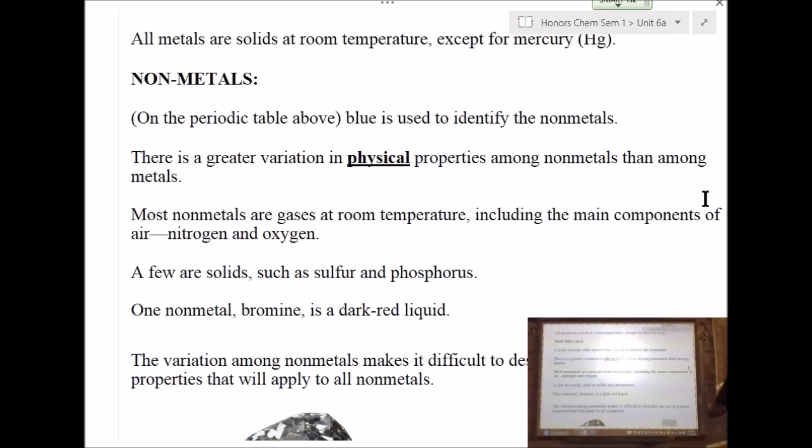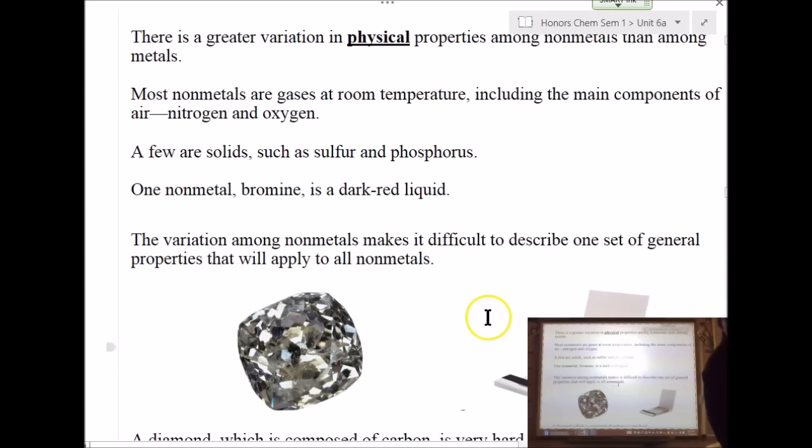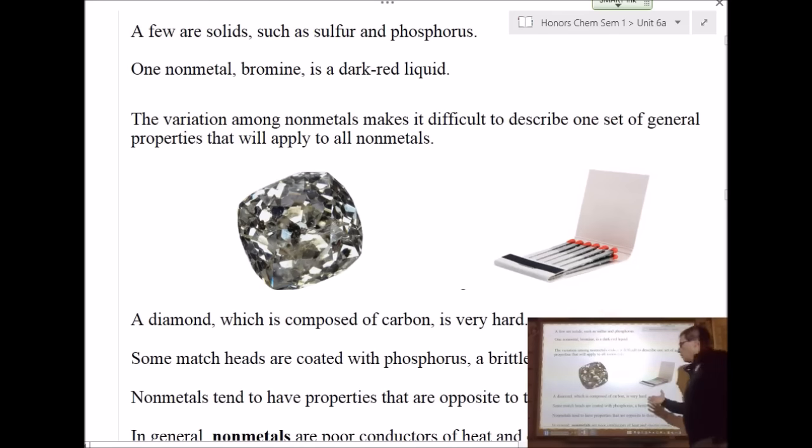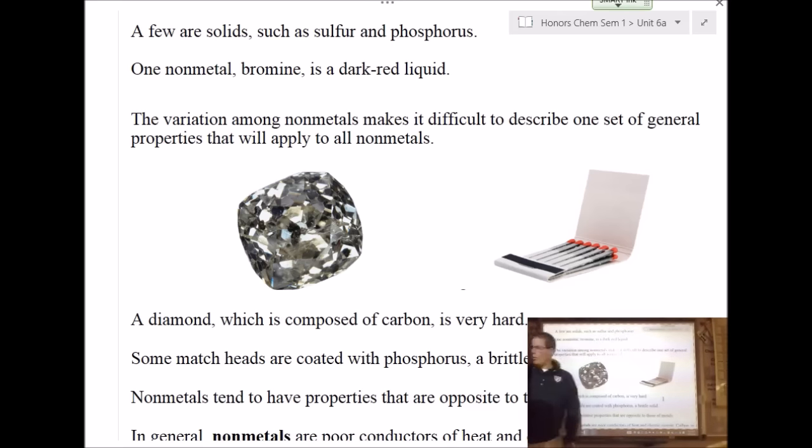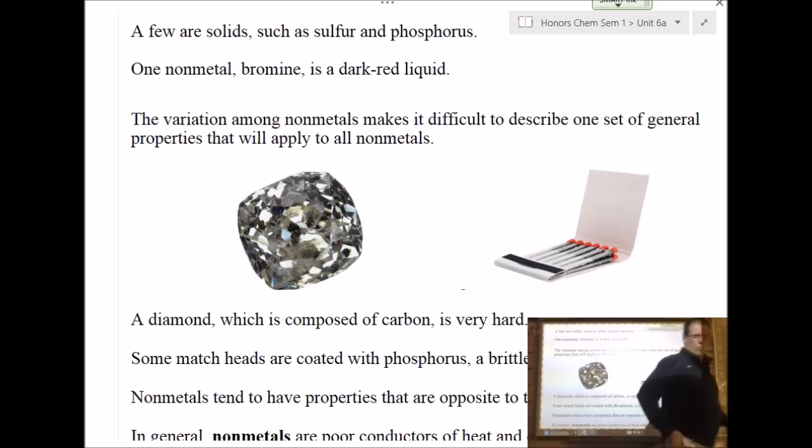And there are some weird differences in terms of properties with nonmetals. For example, diamond is a nonmetal. It's made up of 100% carbon. And carbon, which we'll talk about later on, I believe after winter break, is held together with very strong covalent bonds. So it's the hardest naturally occurring substance. Whereas if I look at, say, phosphorus, and we've been messing with that in the lab, the matches, it's very brittle. So you've got something that's really strong and something that's really brittle, and also things that are gases. So it's all over the spectrum with nonmetals in terms of what it does or how it's composed.